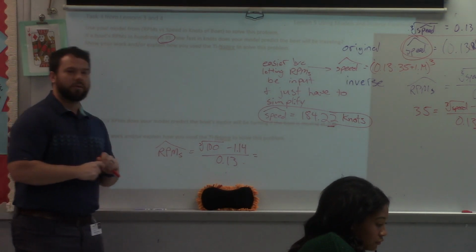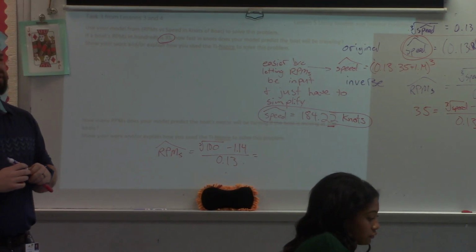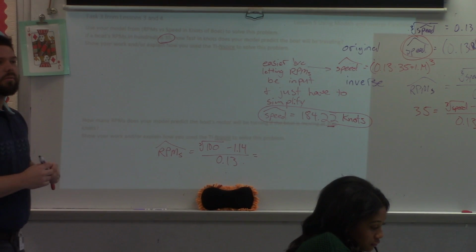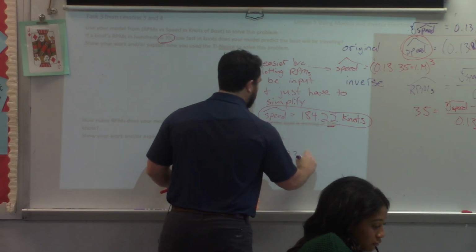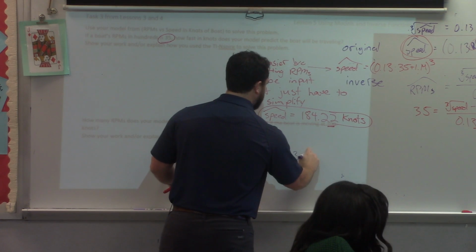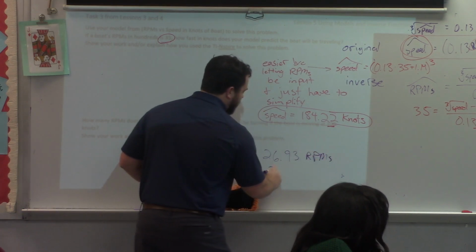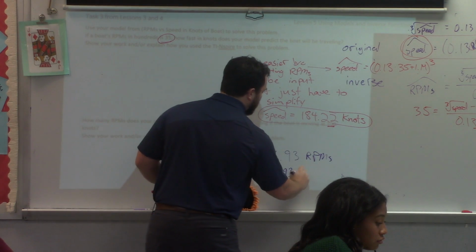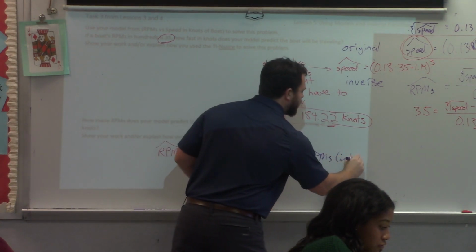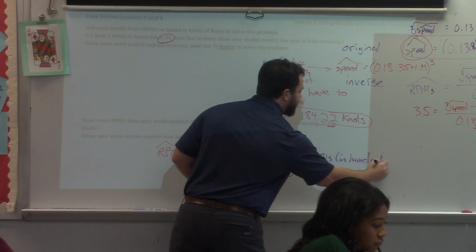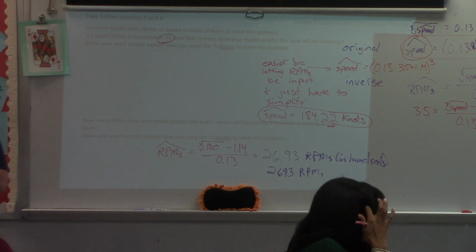All right. So what is the predicted RPMs if that boat's moving 100 knots? And again, please don't ever go 100 knots in a boat. That's how people die. 26.93. I feel like we're missing something with that. RPMs in hundreds. So actually, 2,693 RPMs. Because it's in hundreds. You can leave it in hundreds, but I'm just trying to add that idea of context in there. These are not made up numbers, they're not random, they are real world context.